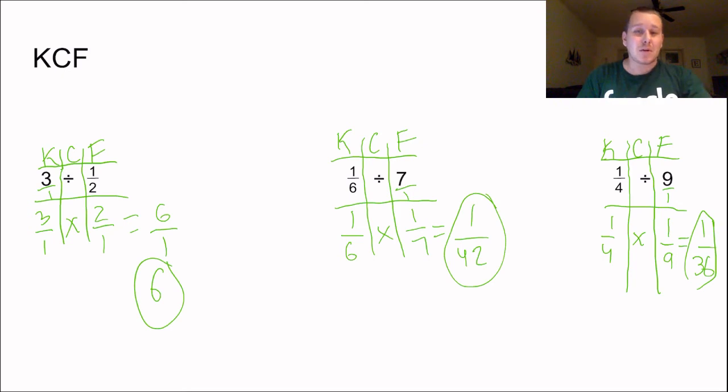So something that I'm noticing is that if we start with a whole number and divide by a unit fraction, our answer is going to be a whole number. But if we start with a unit fraction and divide by a whole number, our answer is going to be a unit fraction. So that's something to keep in mind as you're doing some of your independent practice in Khan Academy this week, that it will follow that pattern.